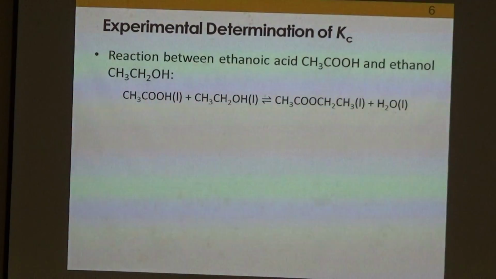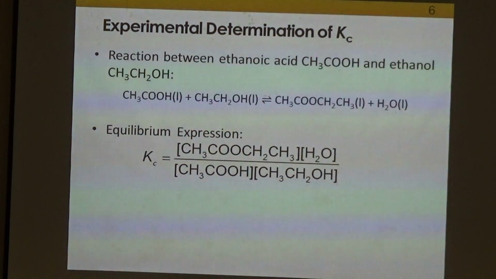Okay, so the reaction between ethanoic acid and ethanol. Okay, this is an organic reaction. You are trying to make an ester. Okay, water is a product. So the question I want you to ask: what's the solvent? Okay, and is there likely to be a large amount of water?